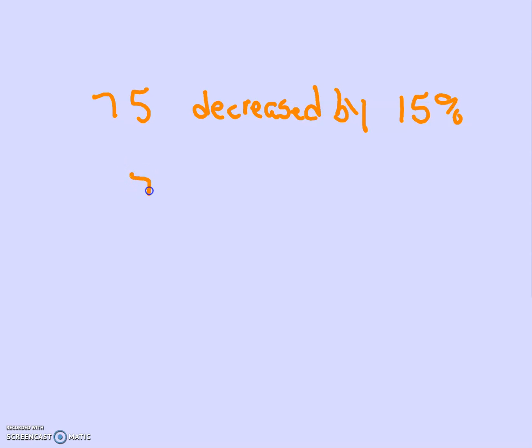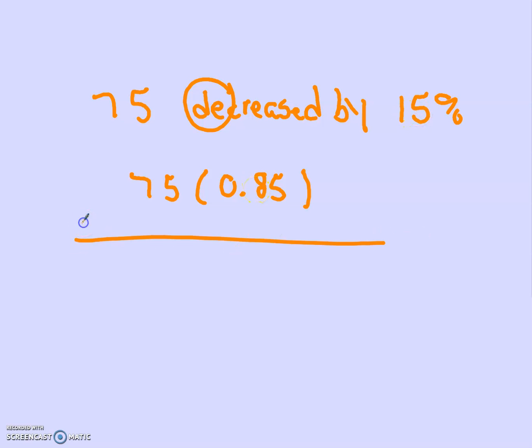So let's just make one up. Let's do 75 decreased by 15%. I'm going to take the 75. In the parentheses, will I add the 0.15 onto 1 or subtract it? Well, because it's a decrease, I'm going to subtract it. So 1 minus 0.15 is 0.85. Or you could think of it this way: 100% minus 15% is 85%, and then change it to a decimal.